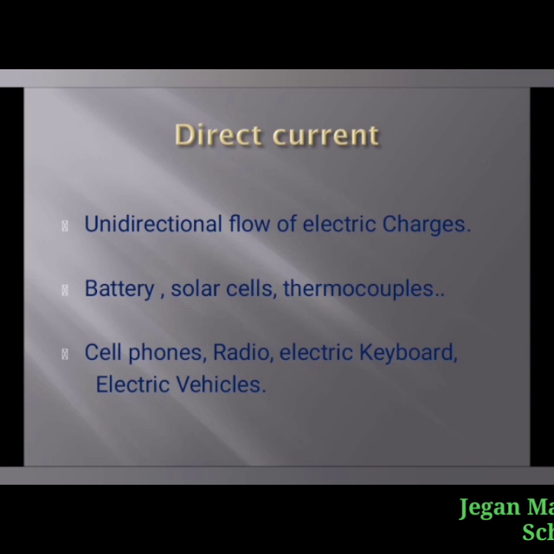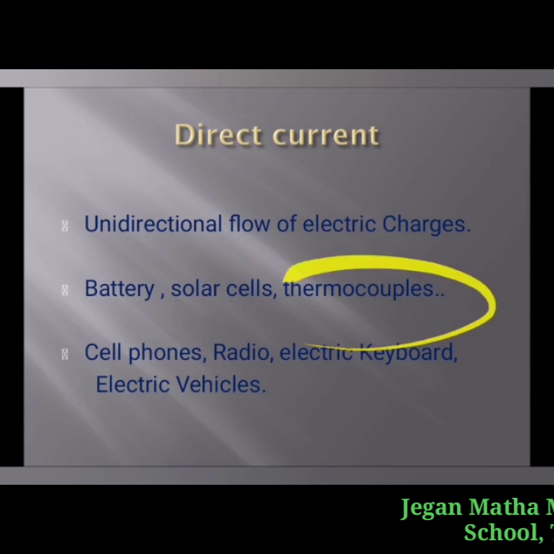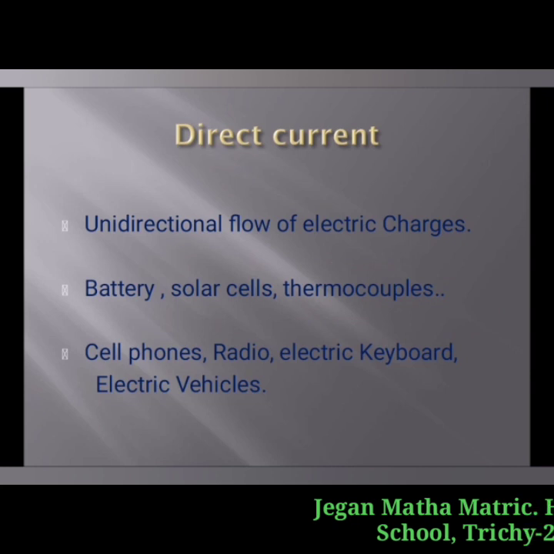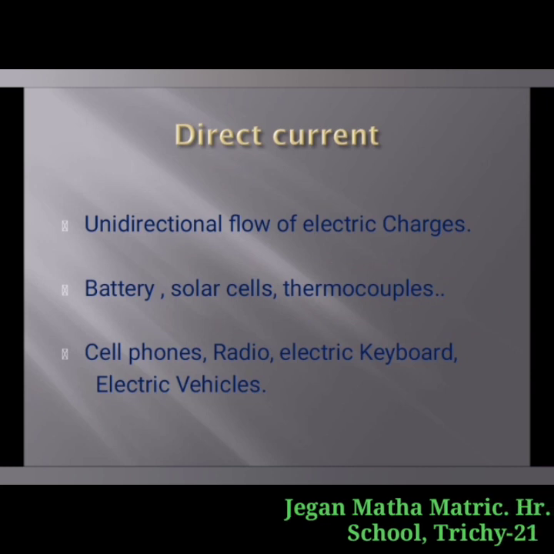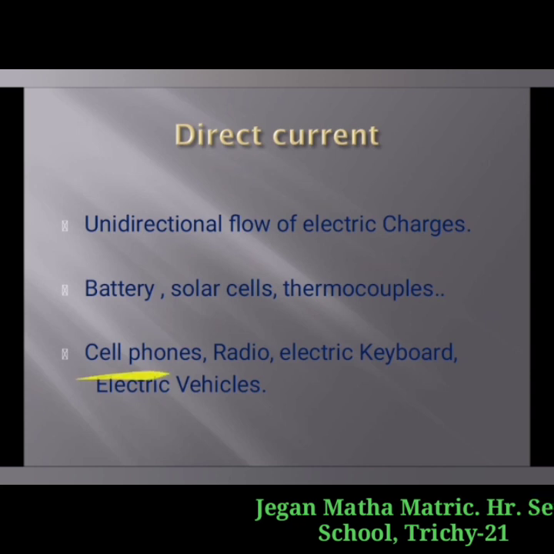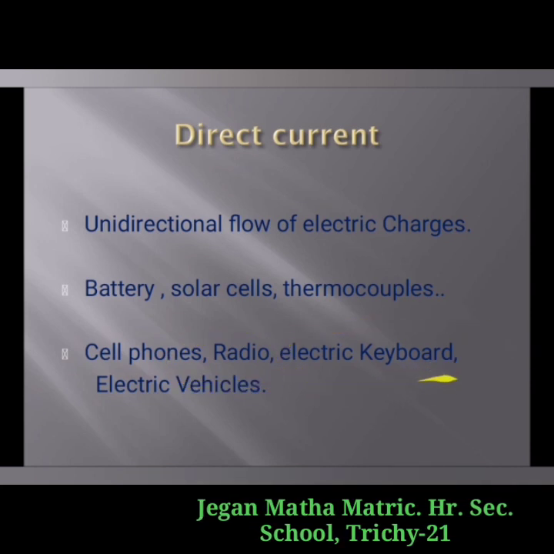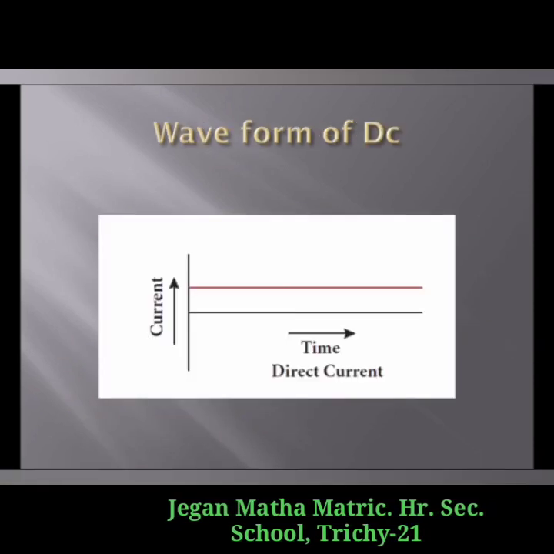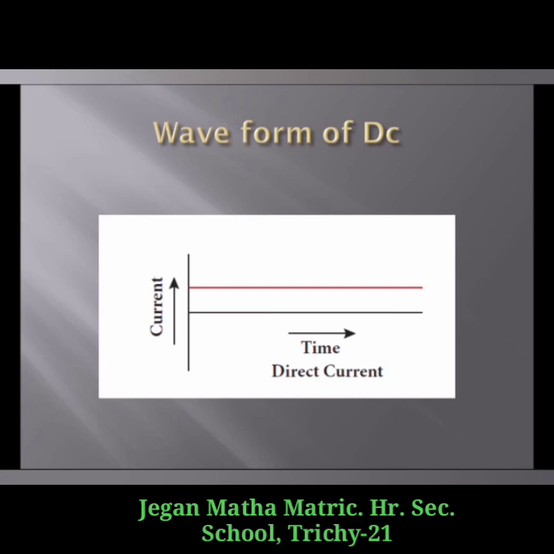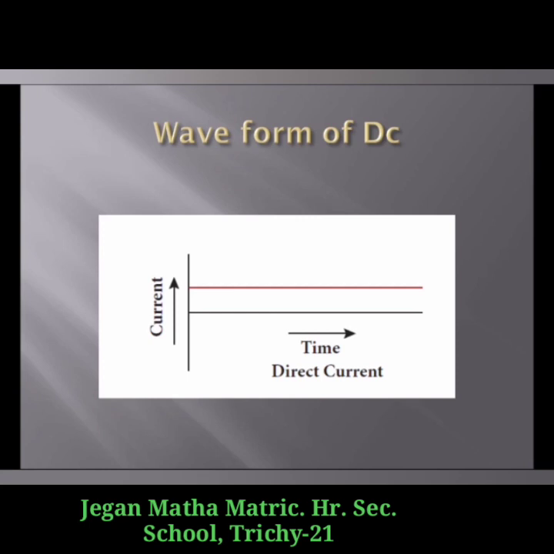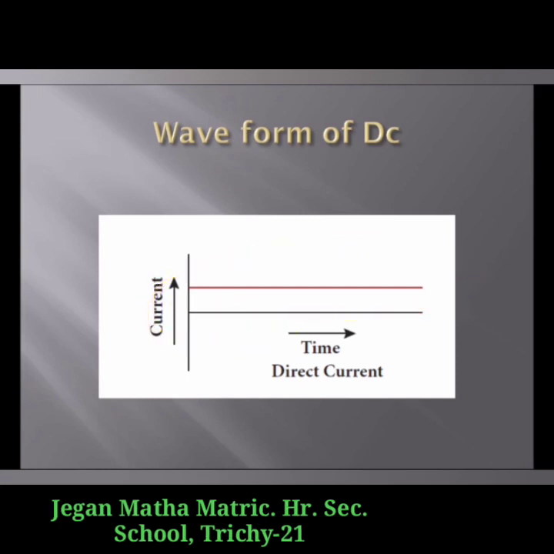Some other sources of DC are solar cells, thermocouples, etc. Many electronic circuits use DC. Some examples of devices which work on DC are cell phones, radio, electric keyboard, and electric vehicles. The graph depicting the direct current shows that the direct current is due to the unidirectional flow of electric charges.